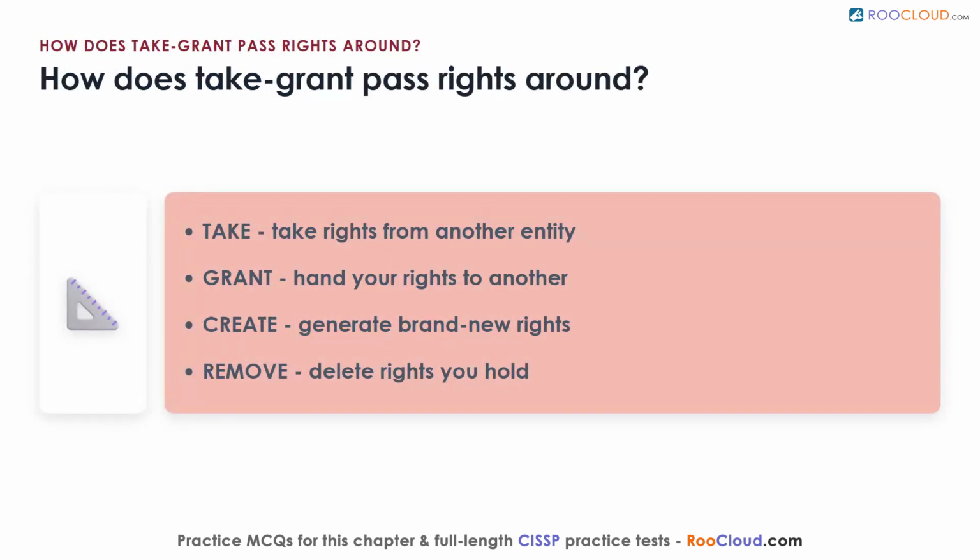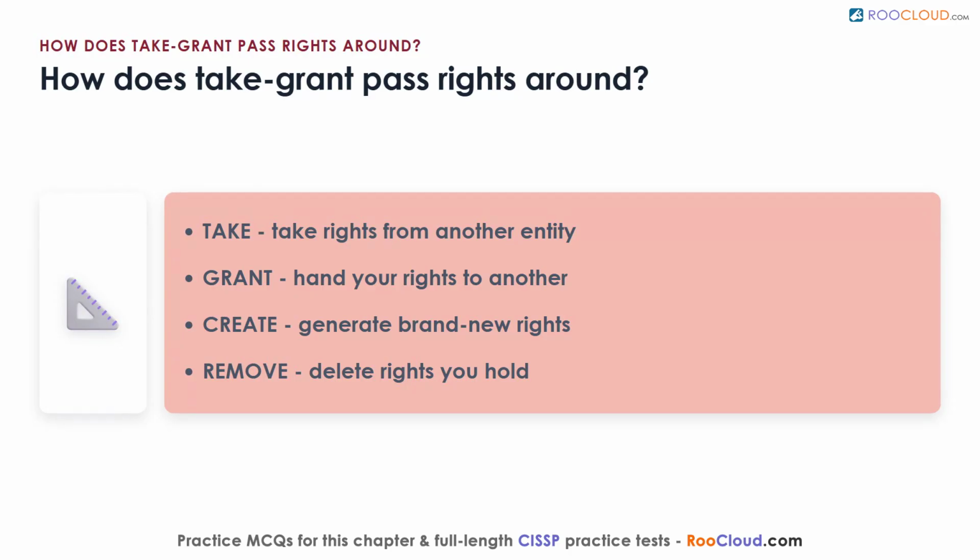So how does the take grant model pass rights around? It uses a directed graph to describe how permissions travel between subjects and objects, governed by 4 rules. The take rule lets a subject take rights from another entity. The grant rule lets a subject hand its rights to another. The create rule lets a subject generate brand new rights, and the remove rule lets it delete rights it holds. Together, these let you trace exactly when rights can change and where leakage might occur.